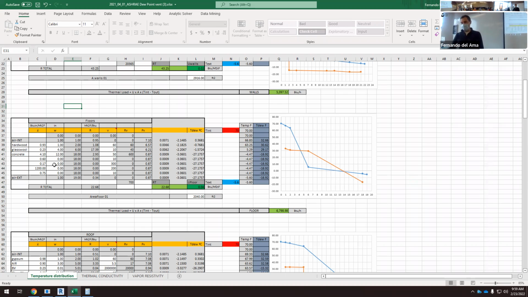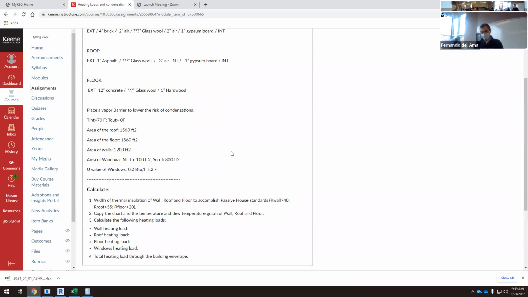Okay, so yeah, I'm not going to do it, but you should add a vapor barrier here. It's very cheap and it saves a lot of future issues. Okay, so add the vapor barrier here, and that's it. So what would be the answer to that?